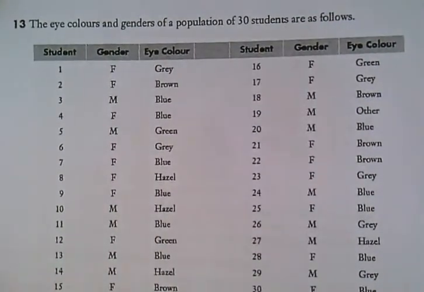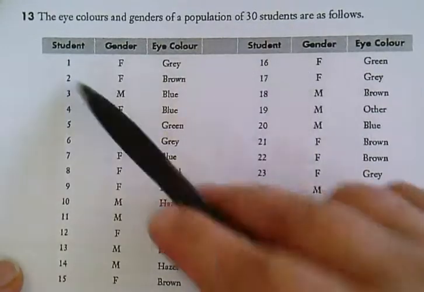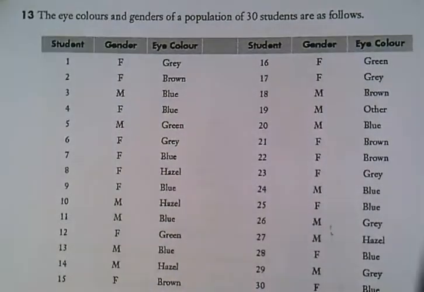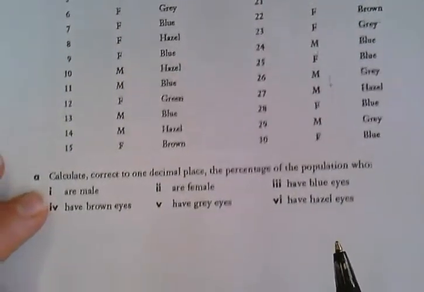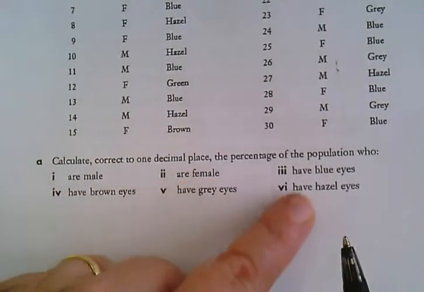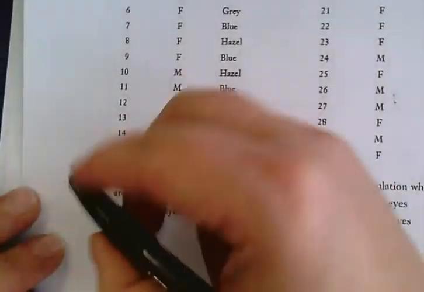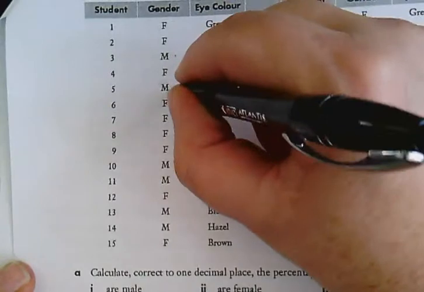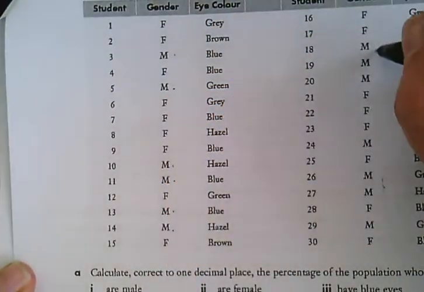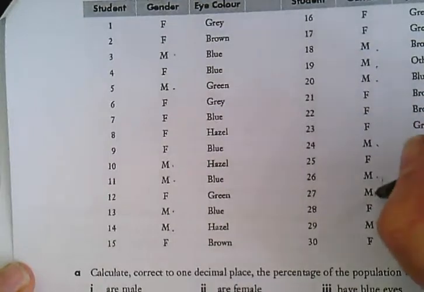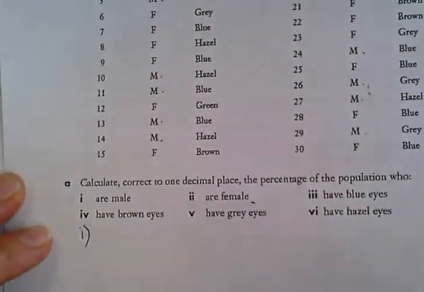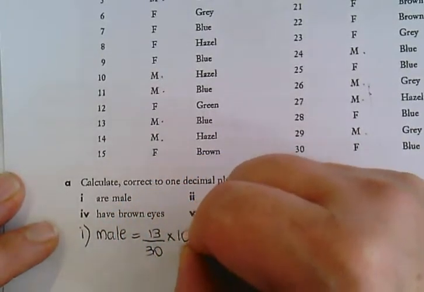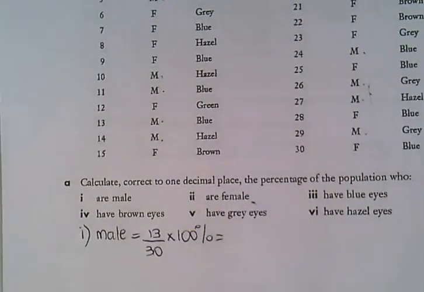We're going to conduct our own random sample. We've got the eye colours and genders of 30 students here. See? We've got the 30 kids and we give them a number, a student number. Now, what we're going to do, we're just going to see what percentage are male, what percentage are female, what percentage have blue eyes, etc. Just going to help you with one or two of these. What percentage are male? Let's count how many males. 1, 2, 3, 4, 5, 6, 7, 8, 9, 10, 11, 12, 13. 13 are male. So male is 13 out of 30 times 100%. All right, so can someone work that out?